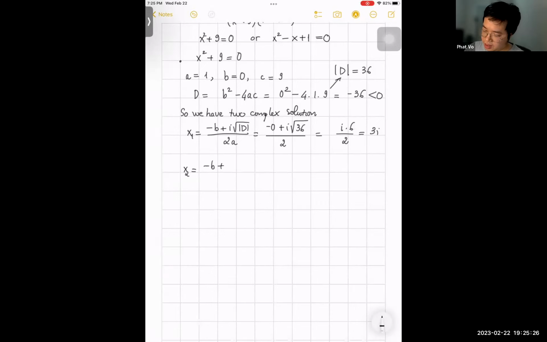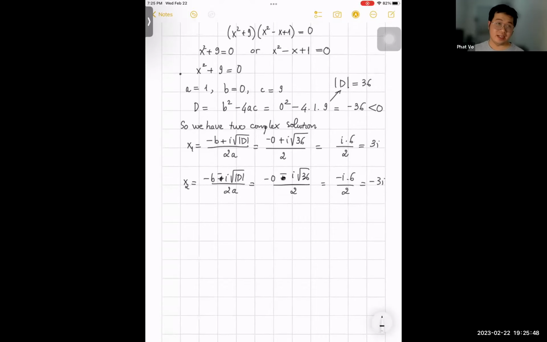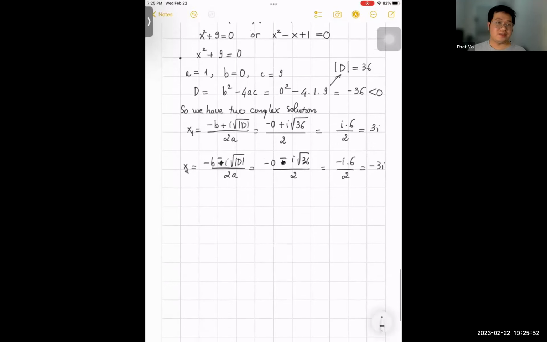Similarly, you have the other solution, minus i times the square root of 36 over 2a. So it will be negative i times 6 over 2, so it's negative 3i. So the solutions for the first equation are 3i and negative 3i. Any questions?